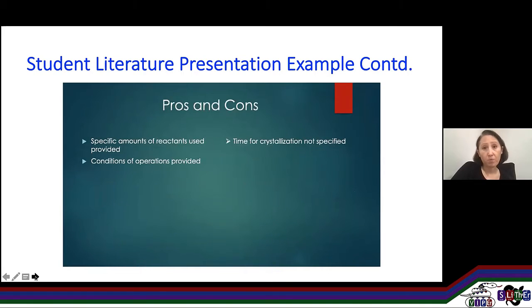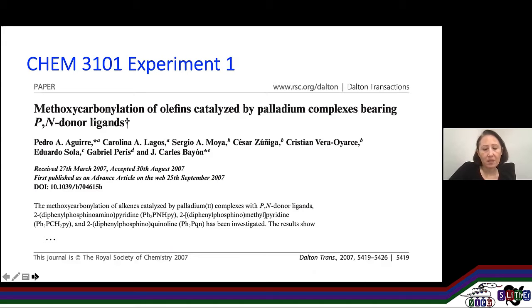Then the most important part of this literature survey is for them to be able to see pros and cons. The pros is, of course, they were saying that this is very detailed, so it can be doable. And they also mention things that they don't understand, like, for example, crystallization. They have no idea how to do it. It's like, how long do I have to wait for crystallization? So we talk about some of the questions that they might have.